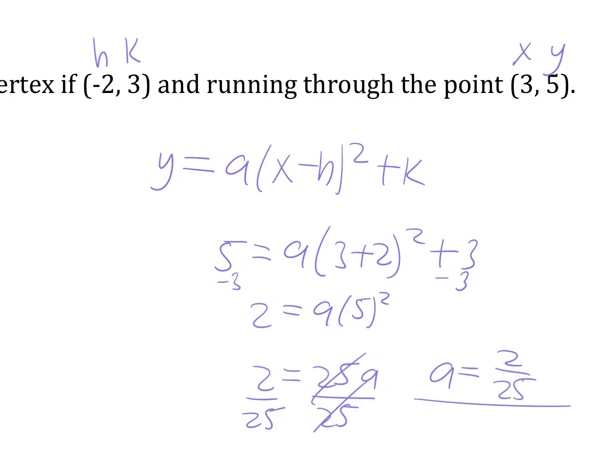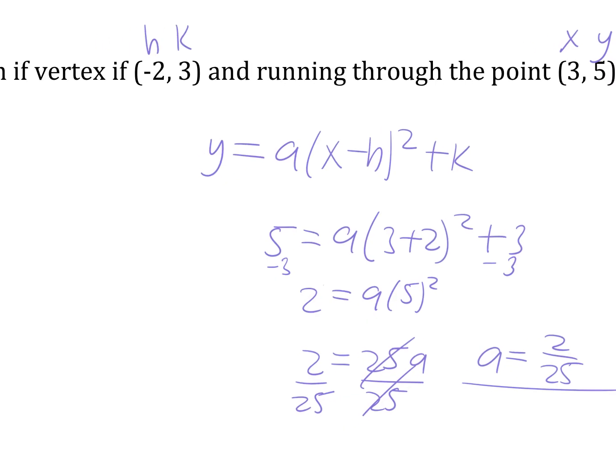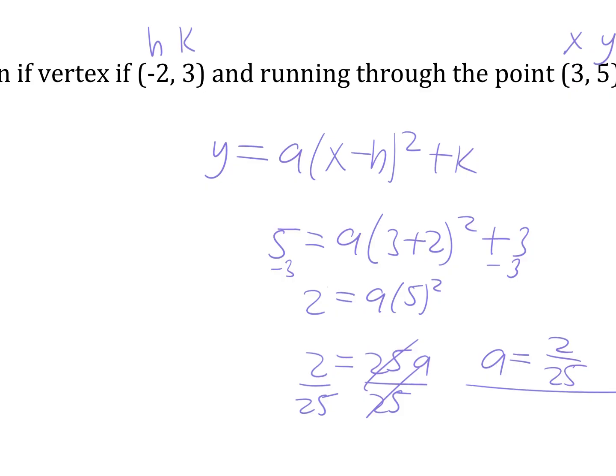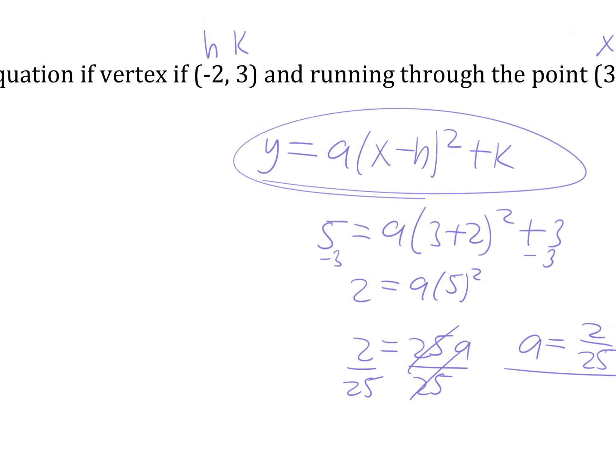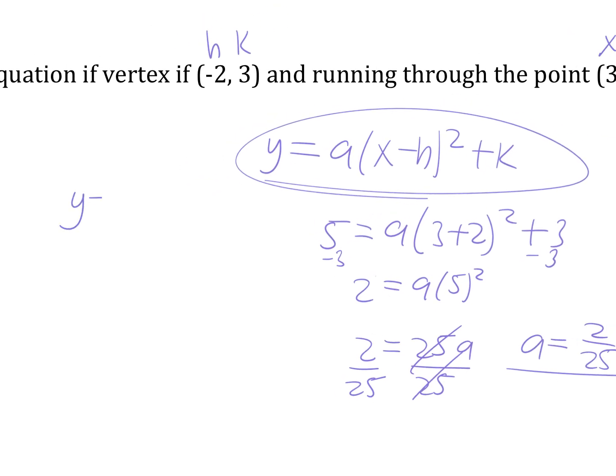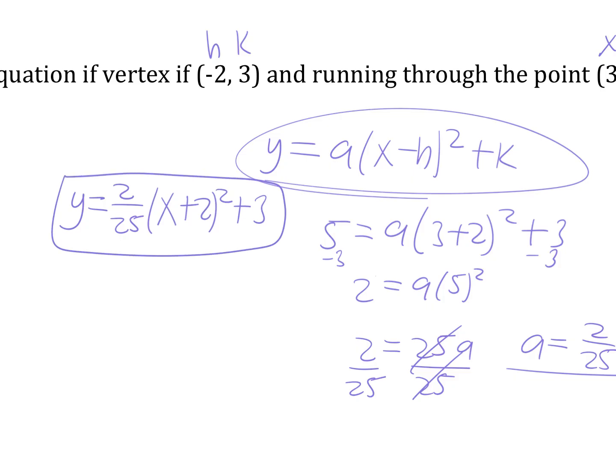Right, what do we do with that number? Right. Yeah, plug it into this formula here. So then I'm going to plug in 2 over 25, and this is going to get me Y equals 2 over 25 times X minus H, so X plus 2 squared, plus K, so plus 3. So that would be your final answer.